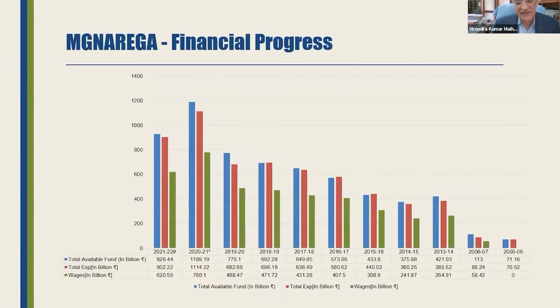In the next slide, we can see how this program has evolved over the years since it was enacted in 2005. In 2005, total available funds were just 71 billion rupees, whereas total expenditure was 70.52 billion Indian rupees, and by 2020-21, 1189 billion rupees were available, whereas 1114 billion rupees were spent, and 70 to 75% of expenditure on MGNREGA is constituted by wage payment, which explains the wage intensity of the MGNREGA expenditures.